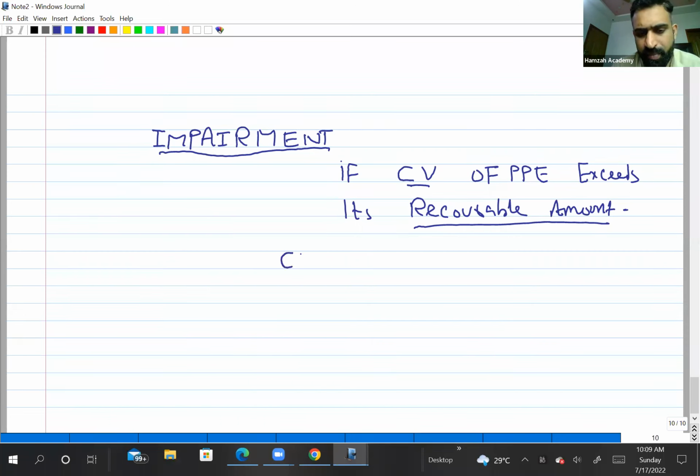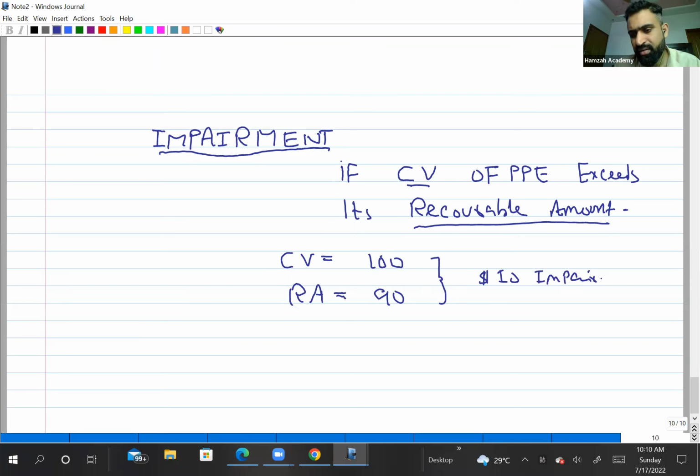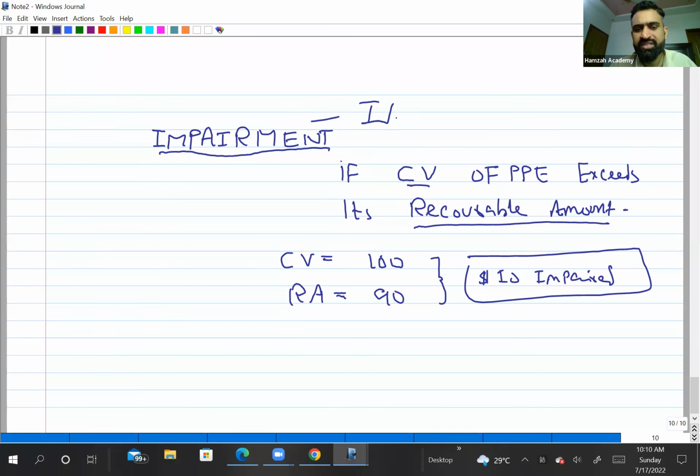For example, if I told you that the carrying value of the asset is $100, but the recoverable amount of the asset is $90, that means the asset has been impaired by $10. That is known as impairment. And this concept is based on the prudence concept. We also have IAS 36 on this topic, but the definition is still relevant in property, plant and equipment.